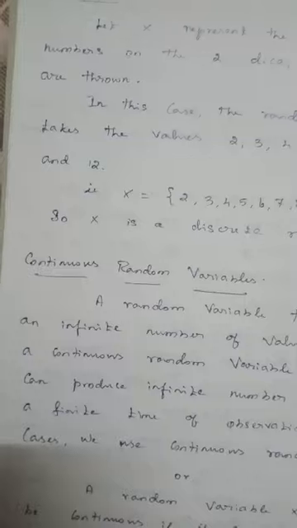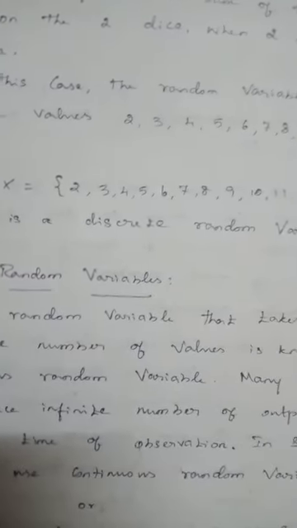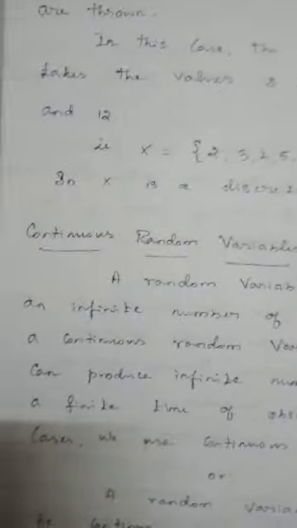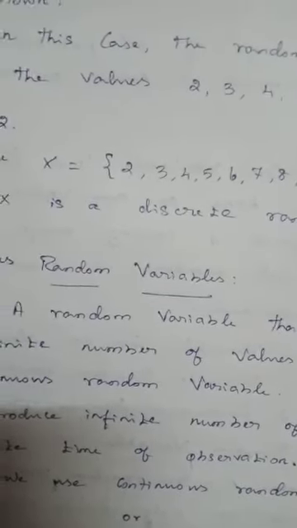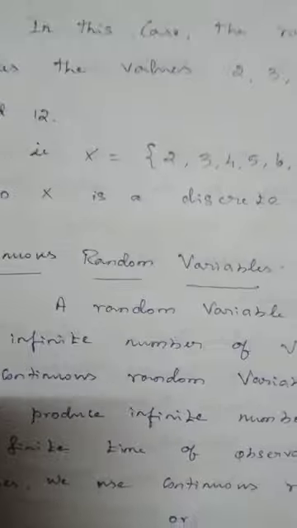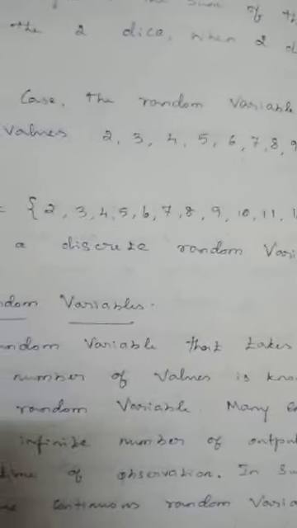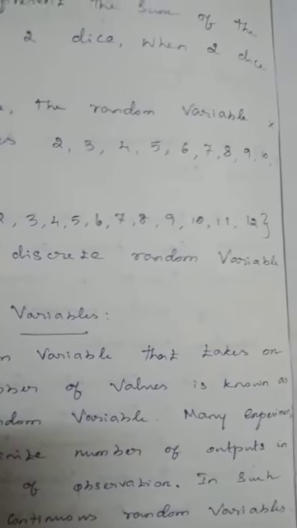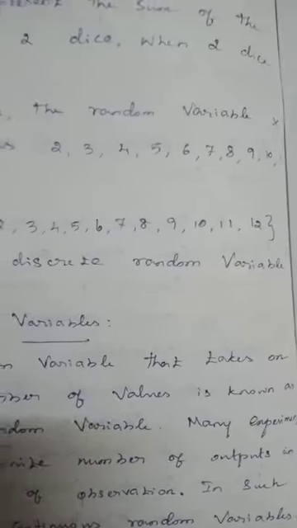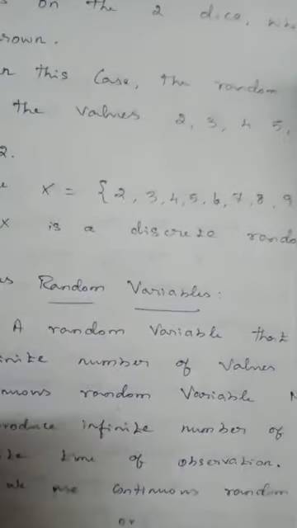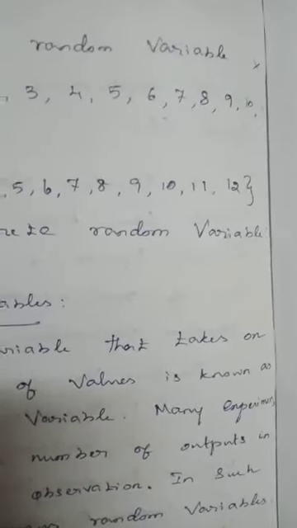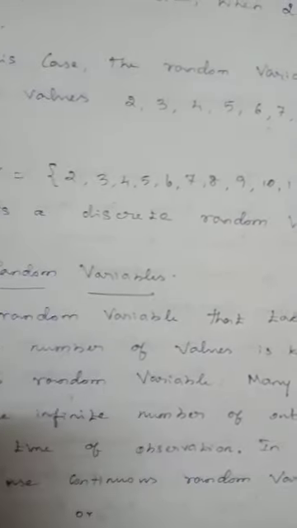Next we see continuous random variable. A random variable that takes on an infinite number of values is known as a continuous random variable. In the case of a discrete random variable, we deal with only finite values. Here we have an infinite number of values. Many experiments can produce an infinite number of outputs in a finite time of observation.